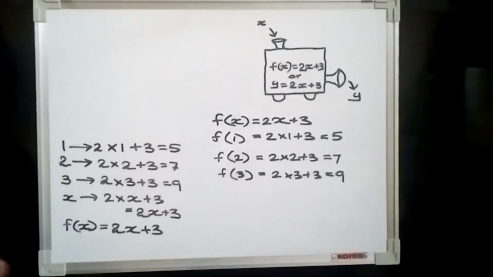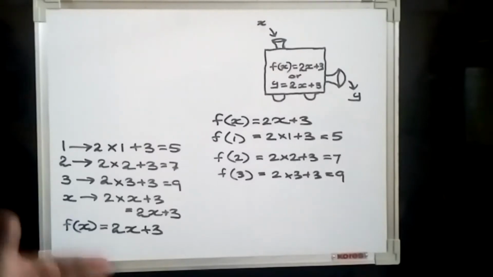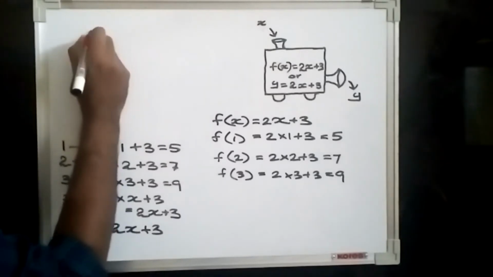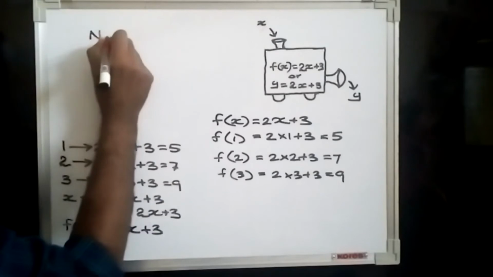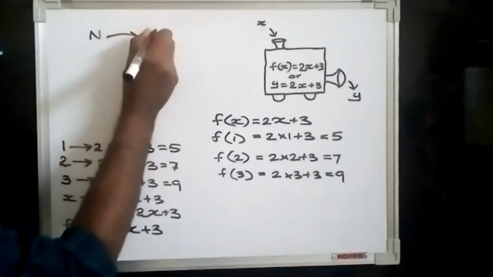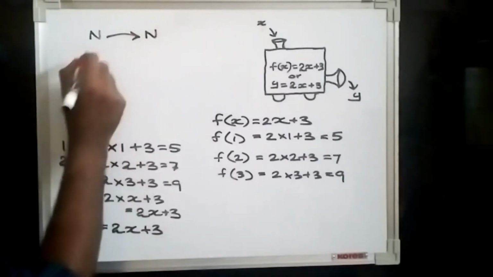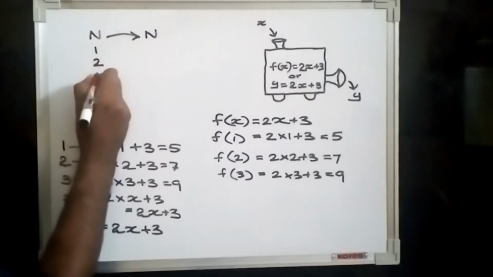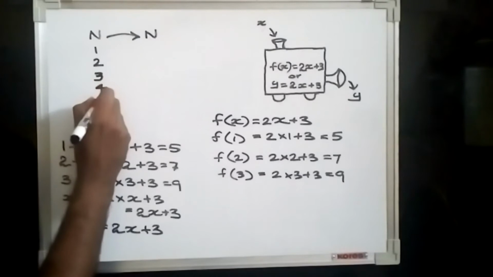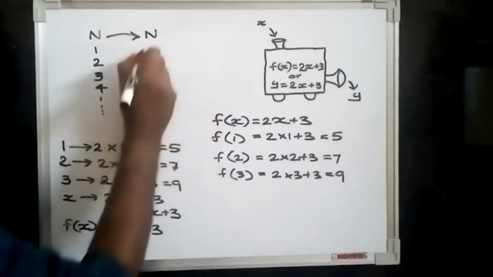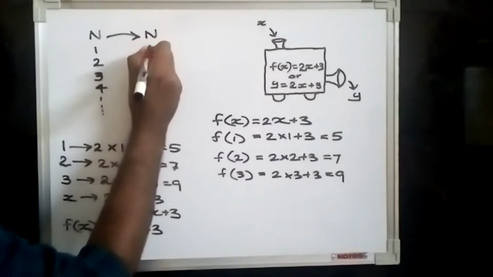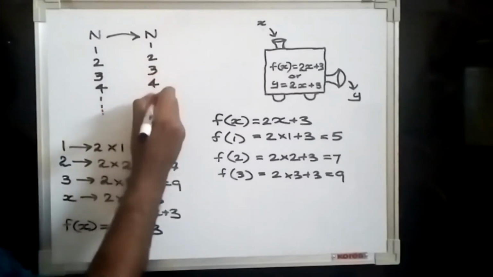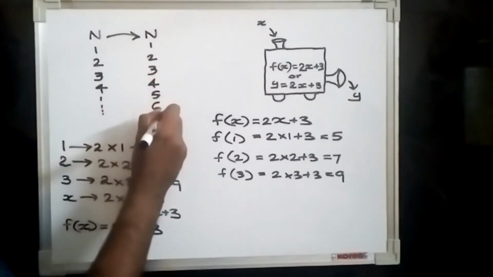Now let us represent the data in an arrow diagram. Let it be a function defined from the set of all natural numbers to the set of all natural numbers. The domain of the function is 1, 2, 3, 4, etc. And the codomain of the function is also the set of natural numbers, 1, 2, 3, 4, 5, 6, 7, etc.